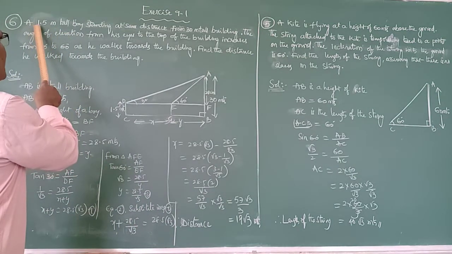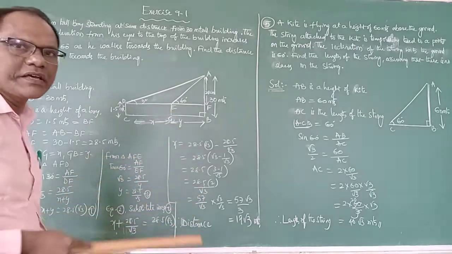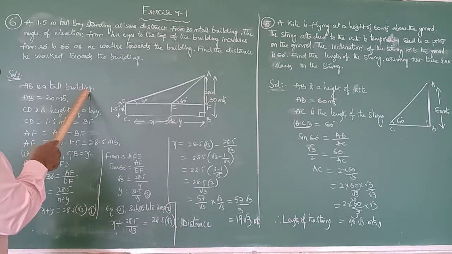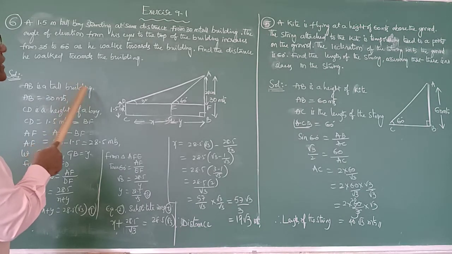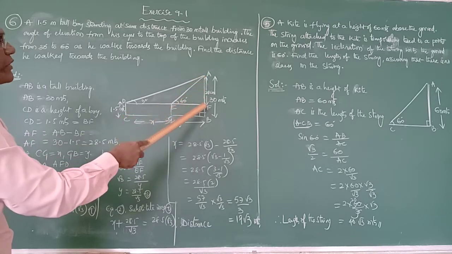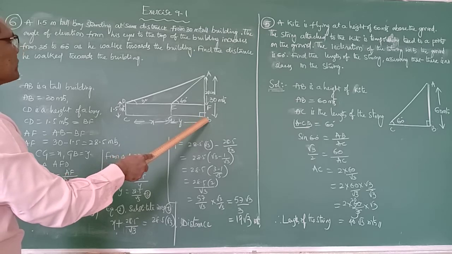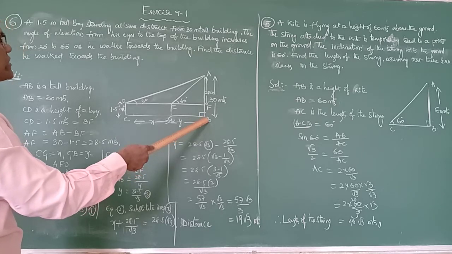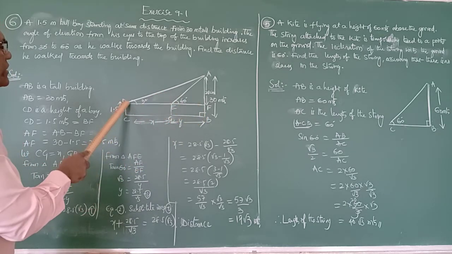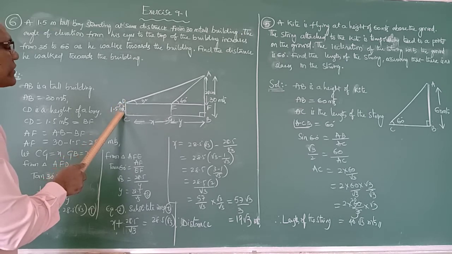Children, here a 1.5 meters tall boy is standing at some distance from the 30 meters tall building. AB is the building. A is the top of the building and B is the bottom of the building. Some distance away from the building, the boy is standing here. CD is the boy's position, with height 1.5.